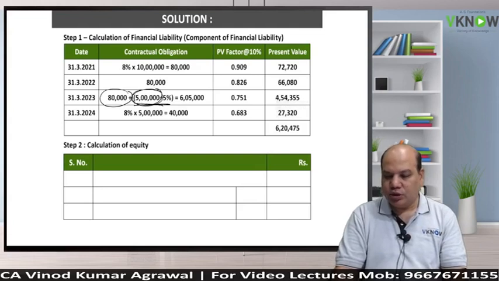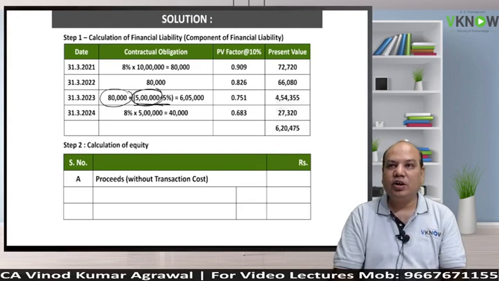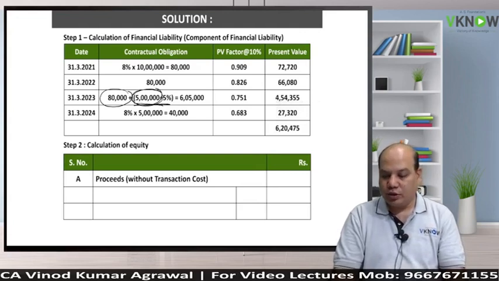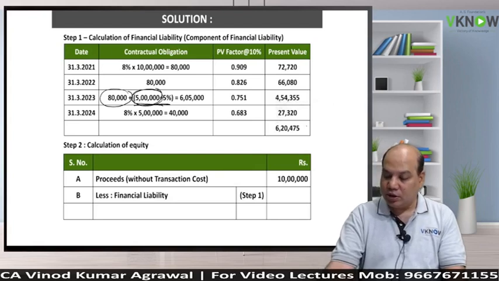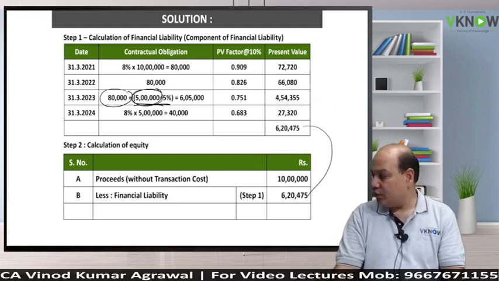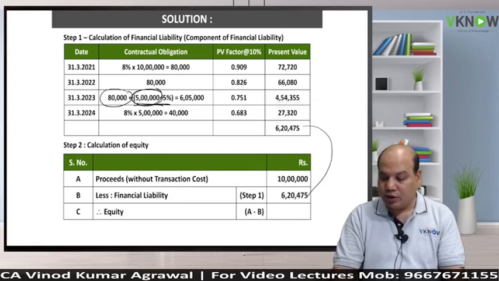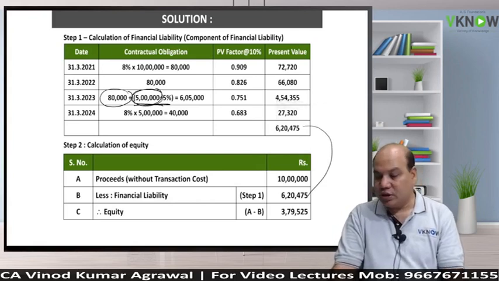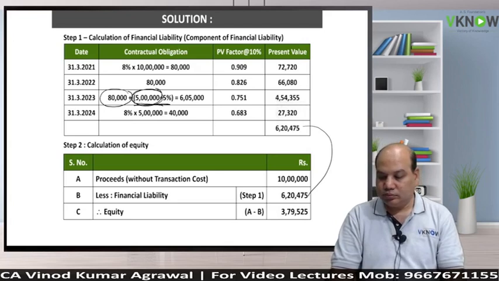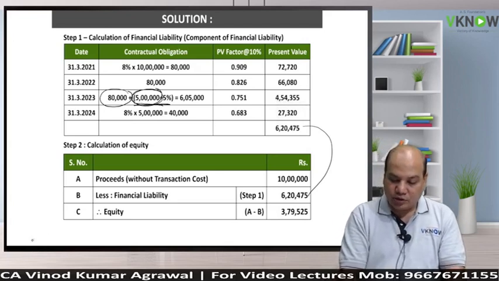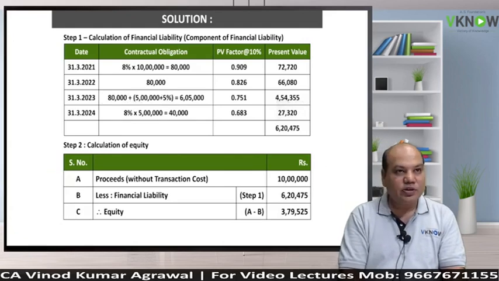So now come to equity. First you compute equity but without considering transaction cost. What is my proceed? 10 lakh. What is my financial liability here? 620,475. So therefore equity is 379,525. Understood? But this is without considering the transaction cost. If transaction cost is not there, then your life is easy. You can save 2 steps further.